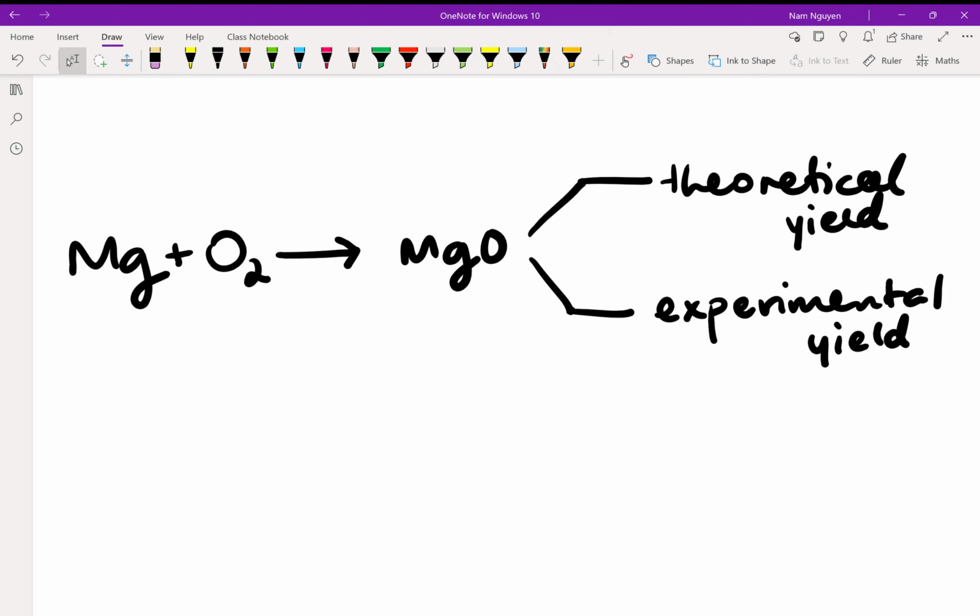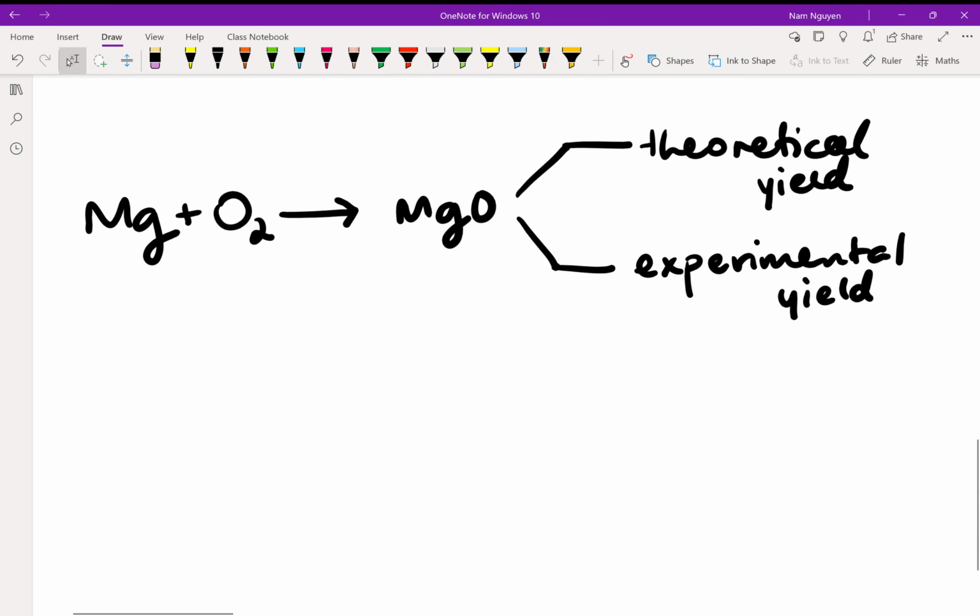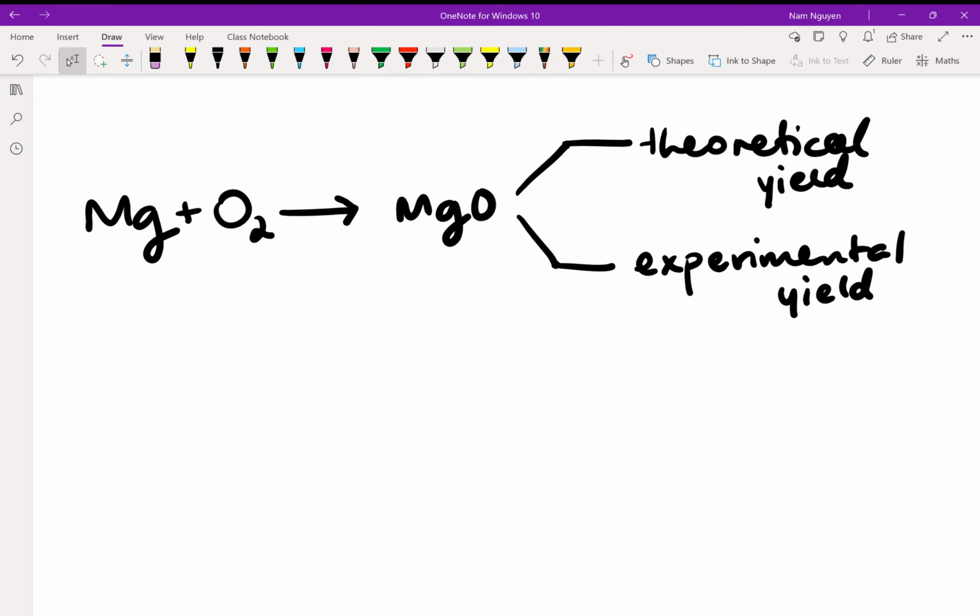Then you also must calculate the yield that you got in your experiment. As in, how much magnesium oxide do you actually have versus your theoretical yield? So what I mean by that is this. Can someone tell me a mass of magnesium that they used for their experiment? Someone with their hand up, thank you. Marvin?